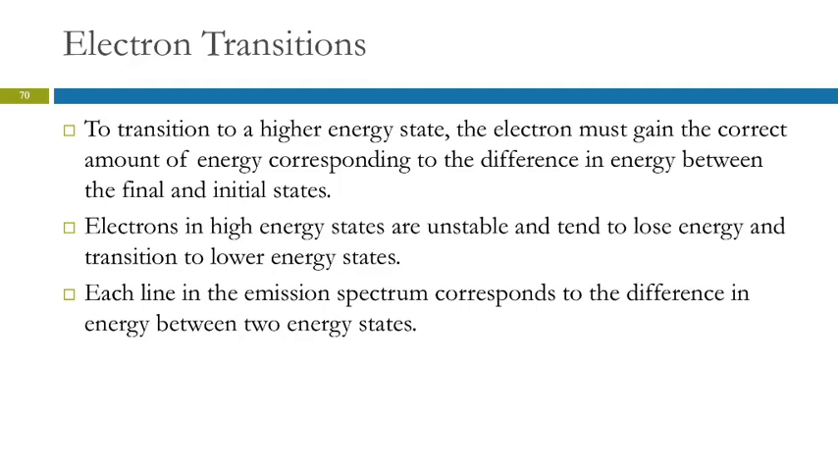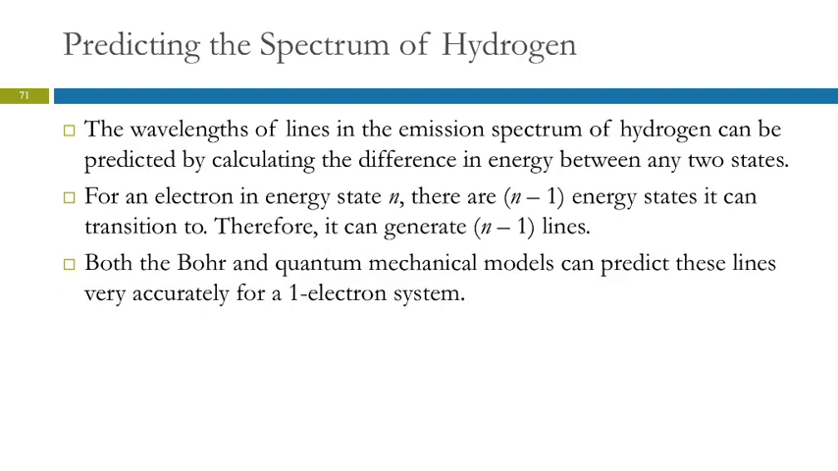The high energy state is unstable. It'll go down to a lower energy state, and the line in the emission spectrum corresponds to the energy difference between the two energy states. Hydrogen is great because we can actually predict and calculate things for it. So the wavelengths of the lines in hydrogen's emission spectrum can be predicted by calculating the difference in energy between two states. So we saw that equation, E equals negative 2.18 times 10 to the minus 18 joules times 1 over n squared. So we can use that to calculate the energy difference between two levels.